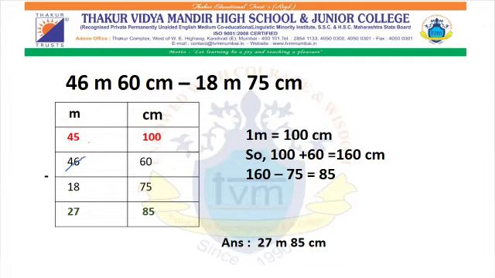Okay, and on the meter side 46 will be cut and 45 will be remaining as you have given 1 meter to centimeters. So in the centimeter place you are having 160 minus 75, that is 85, while in the meters place 45 minus 18 is 27. So the answer is 27 meters 85 centimeters.